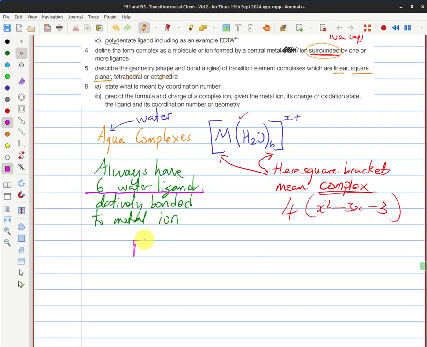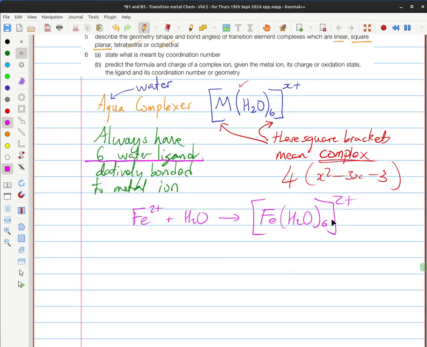So we mentioned the aqua one of iron, so we have that. We could write it like this: Fe(H2O)6, and the charge on that was 2 plus in the very beginning. So we would write our complex ion like this.